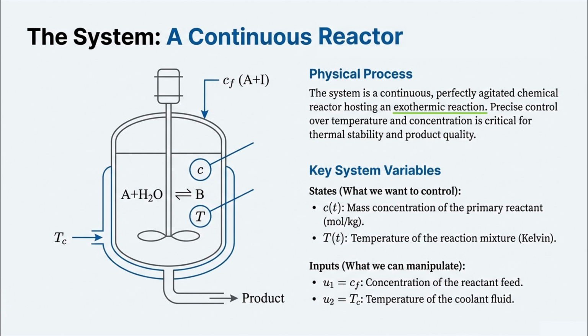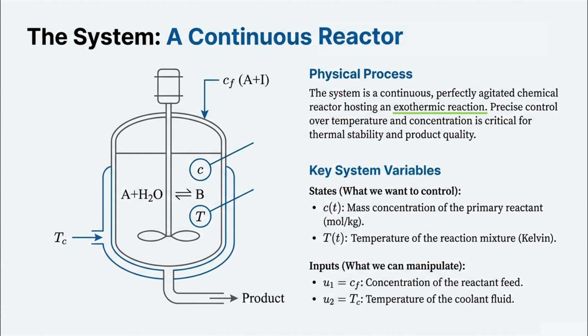To start with, I want to introduce you to the reactor we simulated. It's an exothermic reaction, and we have some system variables. First of all, we have two states. We have the concentration, Ct, and the temperature, T, inside the reactor. These two are continuously changing as we input different materials inside the reactor.